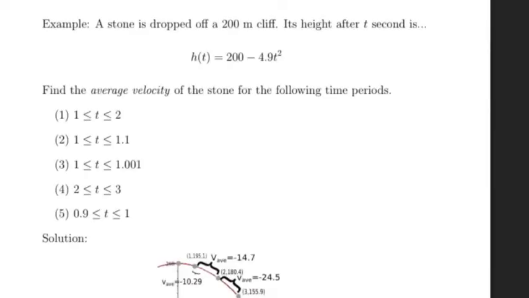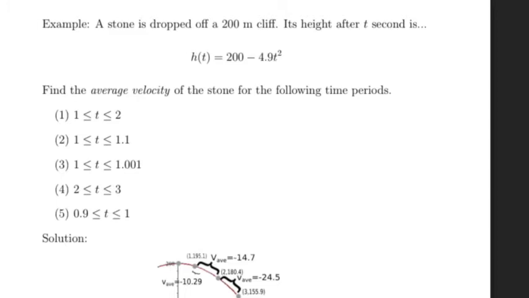All right, let's take a look at this example here. It says a stone is dropped off a 200-meter cliff. Its height after t seconds is given by the function H of t equals 200 minus 4.9 t squared. Those of you that have gone through physics will recognize that negative 4.9 as 1/2 of the gravitational acceleration due to the Earth. So what we're going to do here is find the average velocity of the stone for the following time periods.